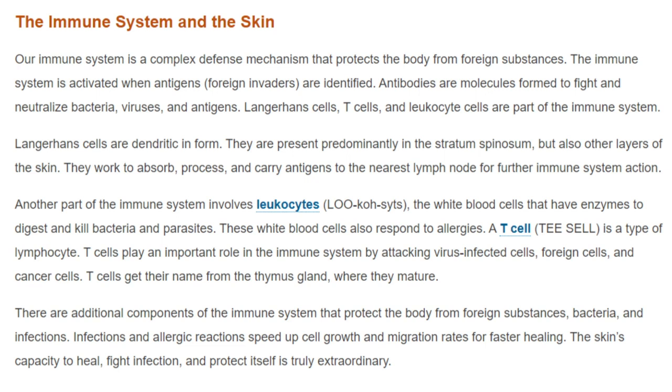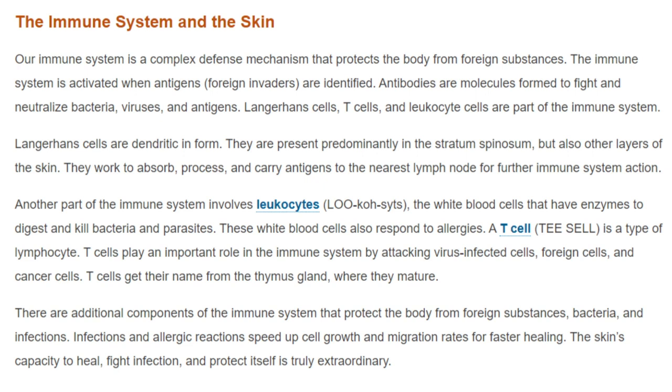Antibodies are molecules formed to fight and neutralize bacteria, viruses, and antigens. Langerhans cells, T cells, and leukocyte cells are part of the immune system. Langerhans cells are dendritic in form. They are present predominantly in the stratum spinosum, but also other layers of the skin. They work to absorb, process, and carry antigens to the nearest lymph node for further immune system action.